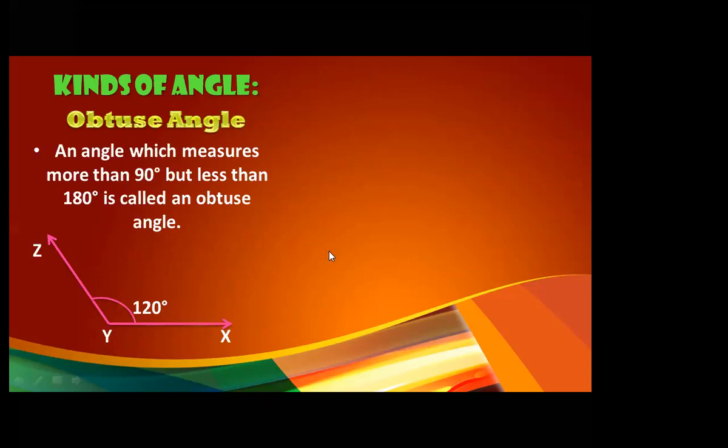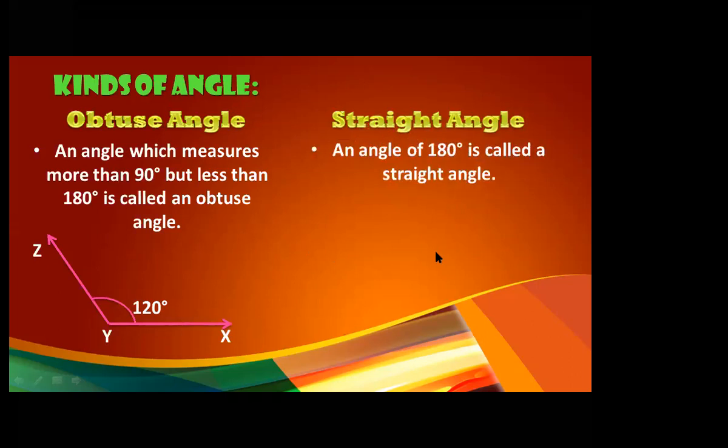Now some more kinds of angles, like the straight angle. What is a straight angle? An angle of 180 degrees is called a straight angle, an angle which measures exactly 180 degrees. If it is 181 or 179, that will not be a straight angle. An angle should be exactly 180 degrees; that angle is called a straight angle.